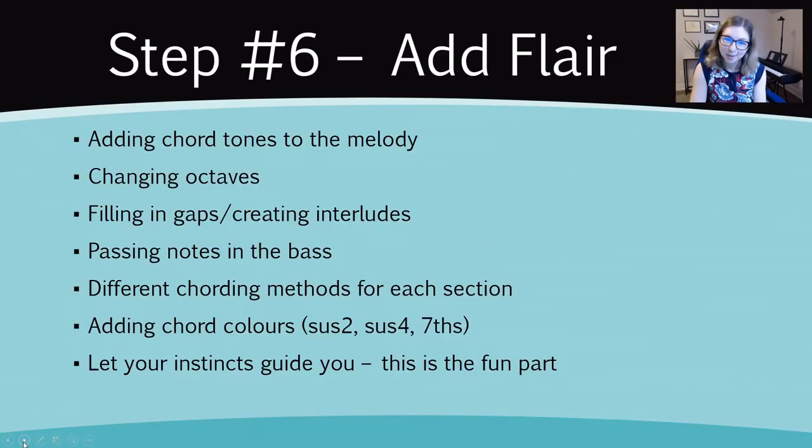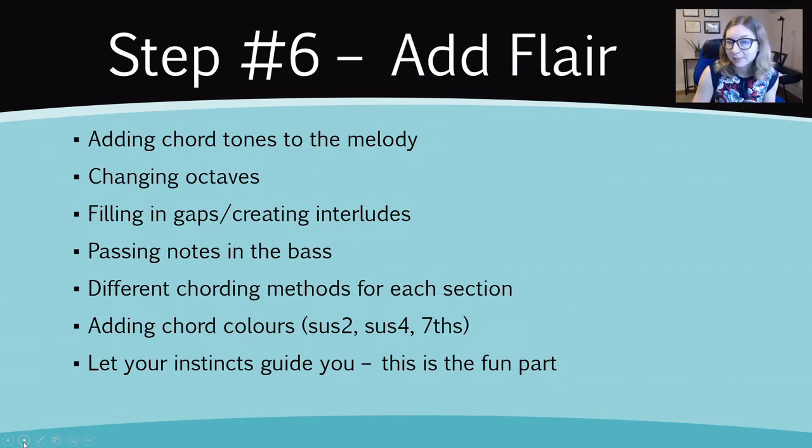And step 6 of our process is to add flair. This is the fun part. This is where they can take that lead sheet that they've written, or if they haven't written it, the melody that they've learned by ear, and try adding chord tones to the melody. They could try changing octaves, maybe filling in gaps, creating interludes, using passing notes in the bass, perhaps. That's always a nice one, especially if you're going from, say, the 1 chord to the 6 chord. There's always that passing note in between.